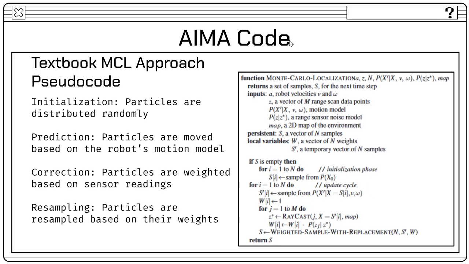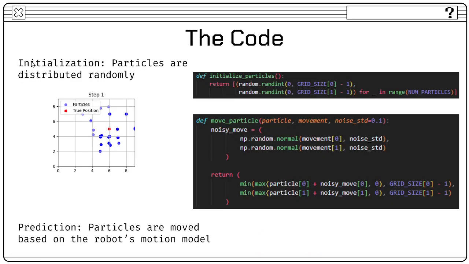So this is the textbook approach. Over here on the right is the actual pseudocode, and then on the left is kind of the high-level overview of what's going on. So I'll go through these more in depth. The first step is initialization, where the particles are distributed randomly over the scene right here. And then after that, on each iteration, the particles are moved based on the robot's motion model.